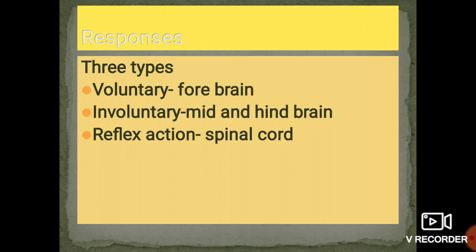Involuntary responses are controlled by the midbrain and hindbrain. For example, heartbeat, vomiting, respiration, etc. are involuntary responses. Next, the third one is reflex action, which is controlled by the spinal cord. For example, withdrawal of hand on touching a hot object.